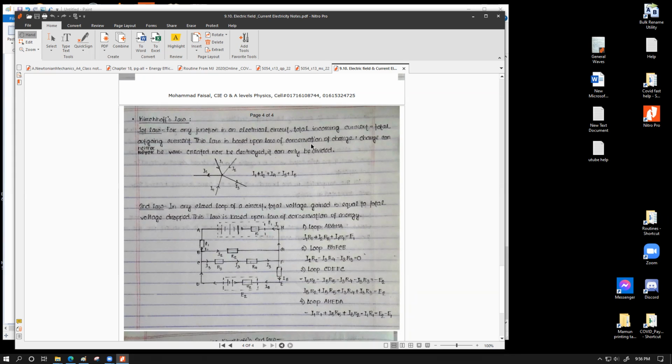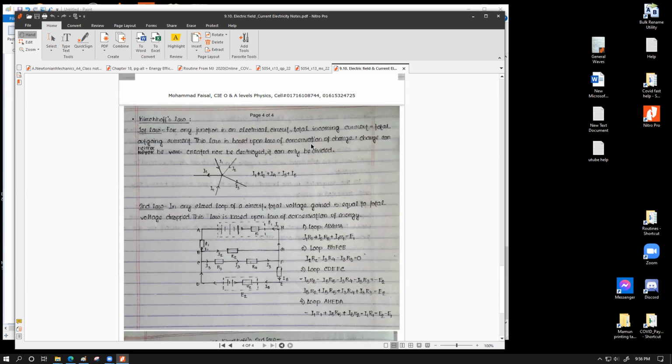So the first law is based upon this information. The second law is a bit interesting, and it can prove to be a bit more complicated for certain circuits. The second law says, have a look, in any closed loop of a circuit, the word closed is very important, in any closed loop of a circuit, total voltage gained is equal to total voltage dropped.